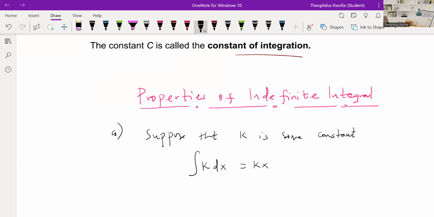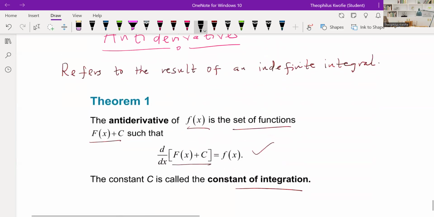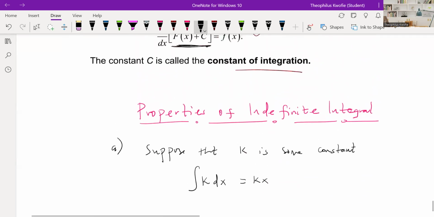But there's something that we have to do to this. Remember that when we were talking about the theorem, we normally have to add a c to the set of functions. We need to add a c to the antiderivative, and what is the rationale behind that?